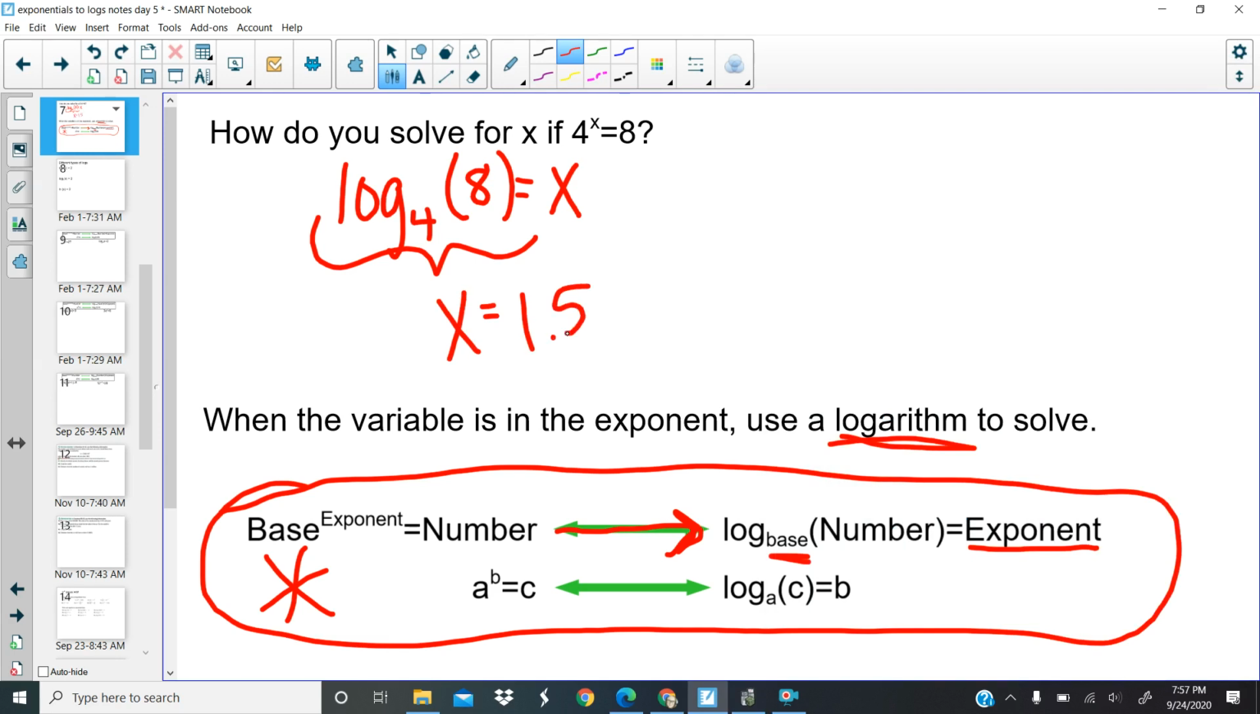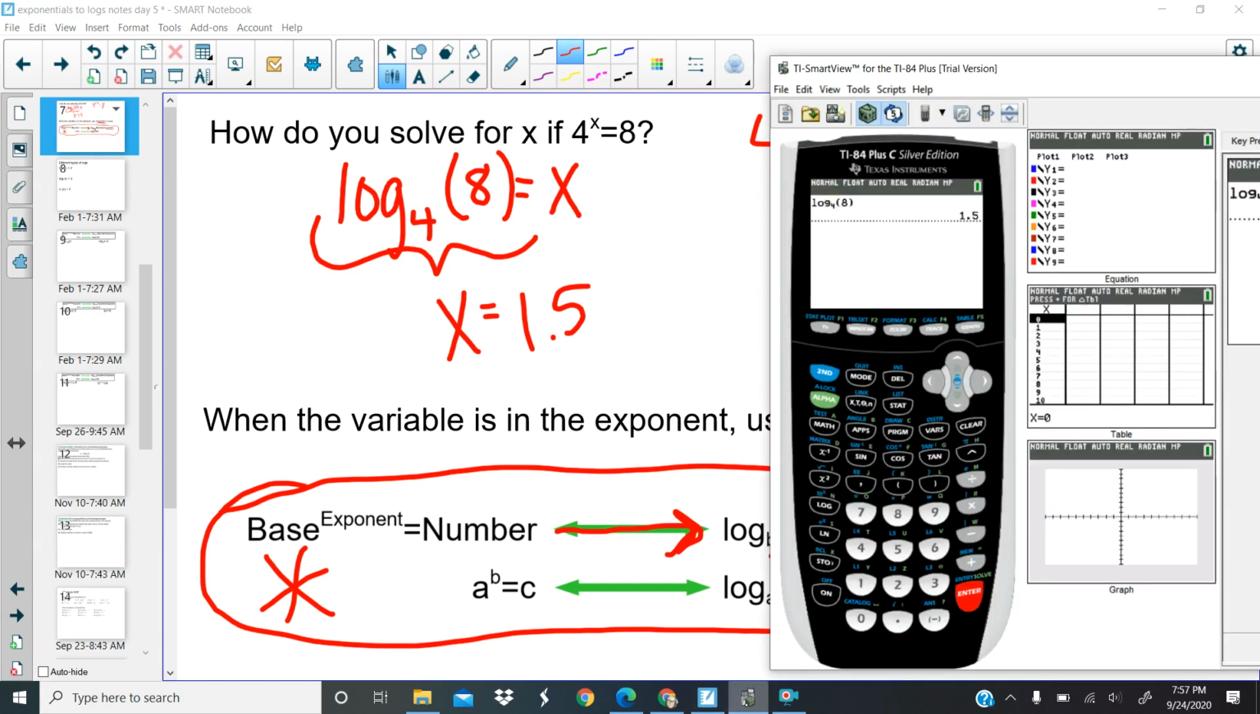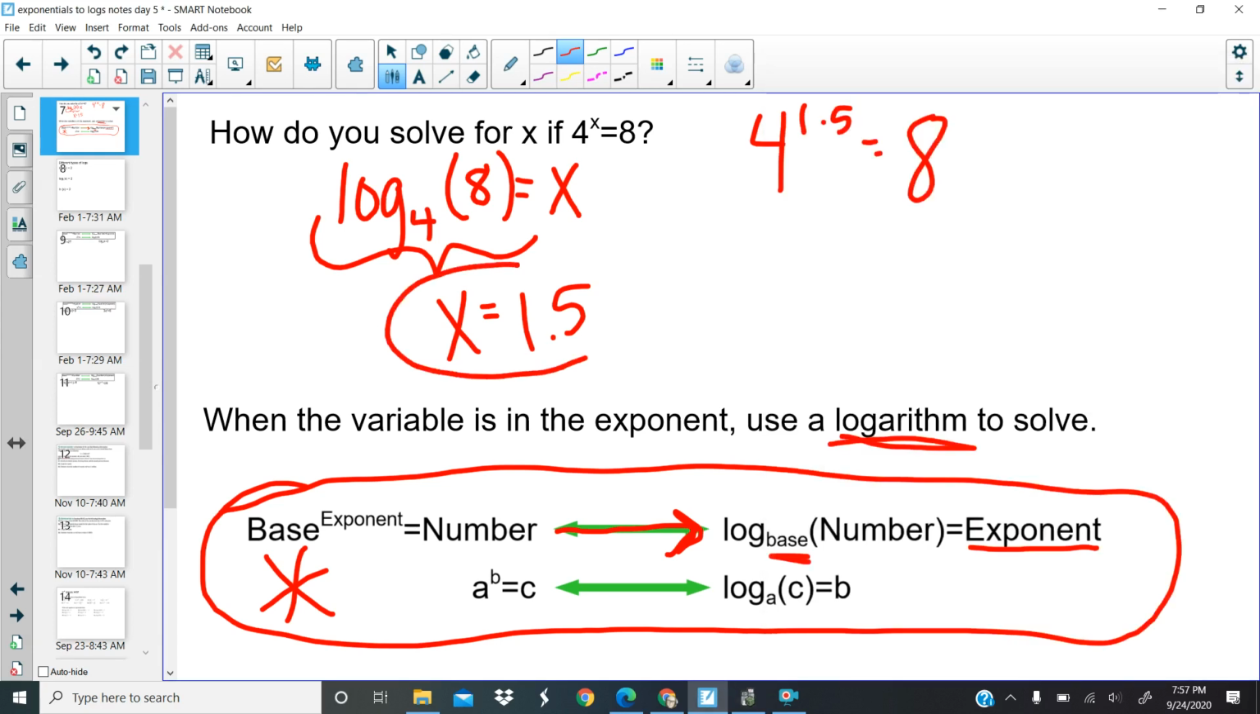If I went back and wanted to see it the other way, what that's saying is that 4 to the 1.5 power equals 8. So I'm just going to type that in to make sure that what we did was correct. 4 to the 1.5 power equals 8, so we know that this is correct.